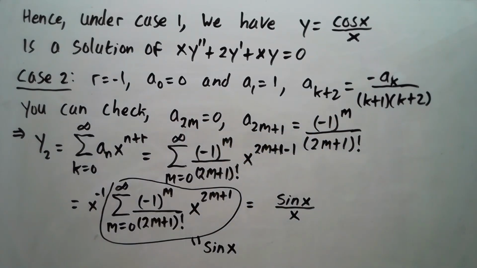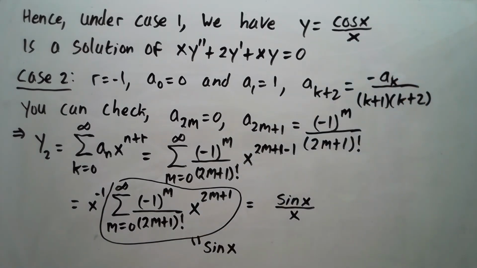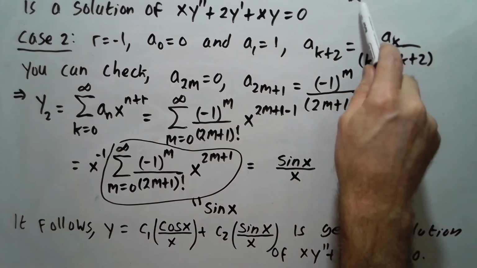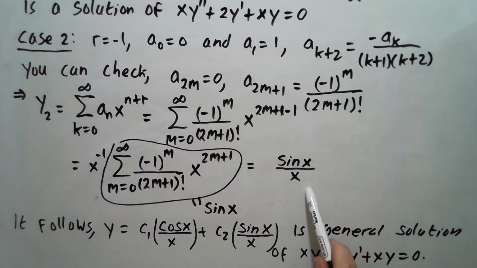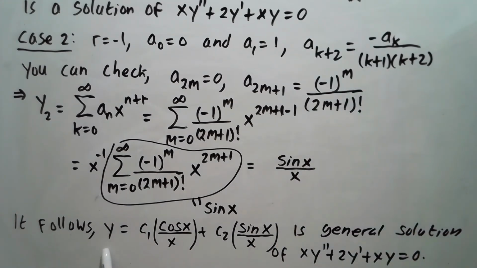So in particular we can write a general solution, because we have 2 solutions here. Since we found 2 solutions, and clearly they're linearly independent, you can't make a cosine from sine by taking combinations, it follows that the general solution to our differential equation would be a combination of our 2 solutions: C1 times cosine of x over x plus C2 sine of x over x. That'd be the general solution of our original differential equation. Okay, so we're done. Let's leave it there.